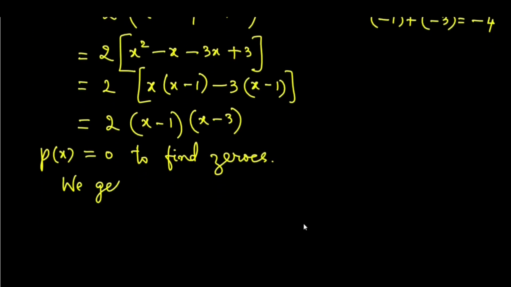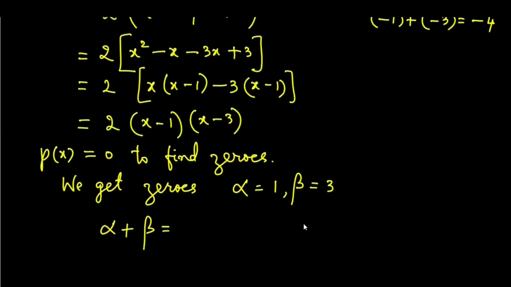We get zeros. Alpha is equal to 1, beta is equal to 3. Let us simply denote them as alpha and beta. Now what are the relationships between zeros and the coefficients? Sum of the zeros, alpha plus beta, is equal to minus b by a. Alpha into beta, product of zeros, is equal to c by a.